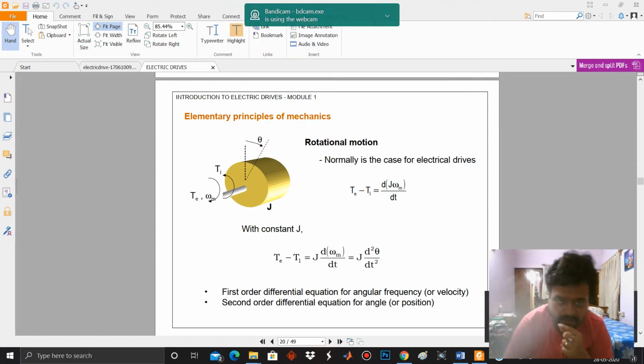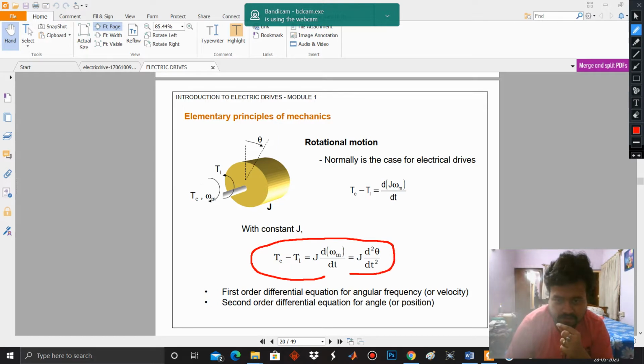Welcome, my dear students. In the last class, we discussed the fundamental torque equation. So, this is the fundamental torque equation where Te or tau E is the electromagnetic torque, and TL is the load torque. Omega m is the motor speed.